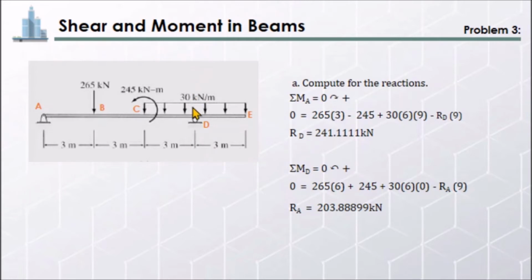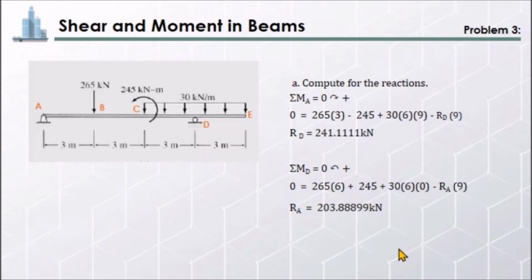Since ang concentrated load natin dito, class, ay dito pupunta. Okay, sa gitna ng ating 6 meter na uniformly distributed load. Okay, so minus R sub D, reaction na sa D, multiplied by its moment arm na 9. Then, from here, we could solve R sub D, which is equal to 241.11 kilonewton.